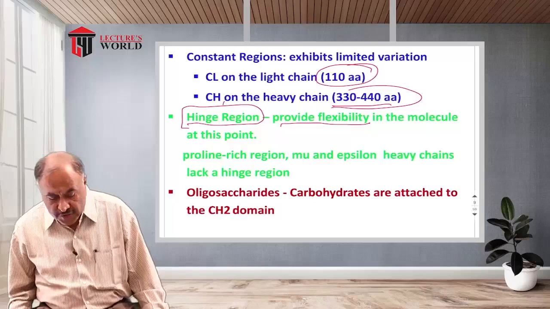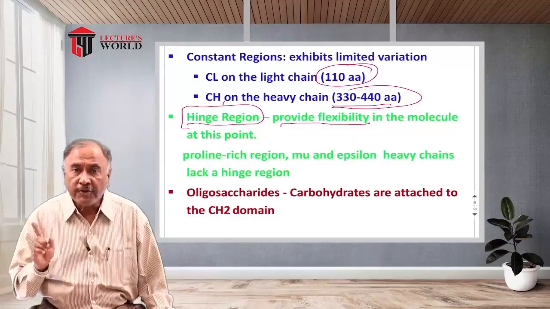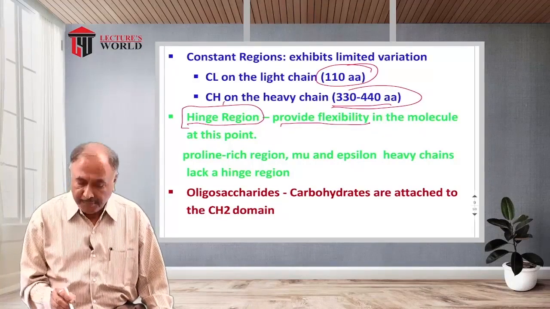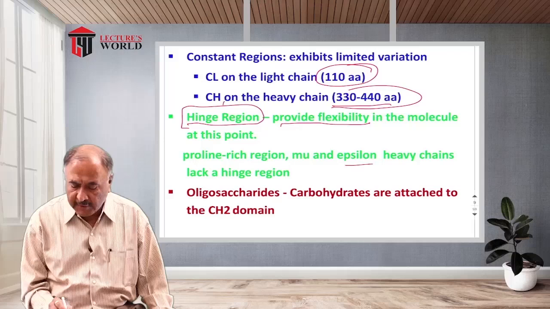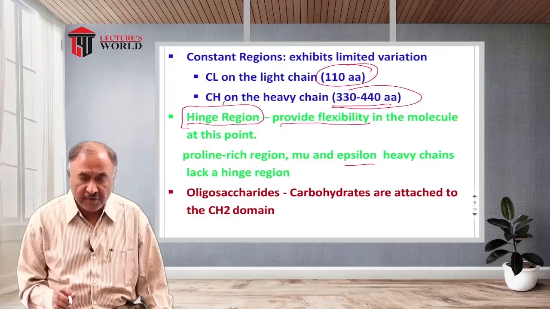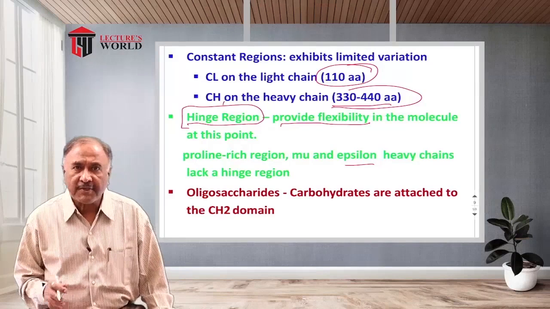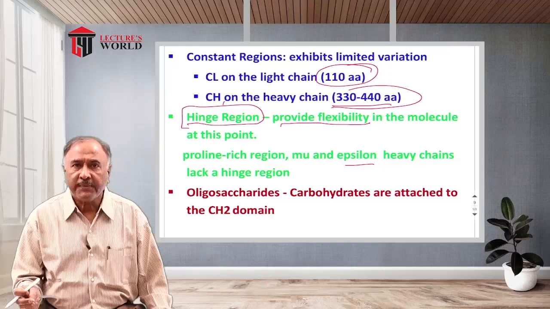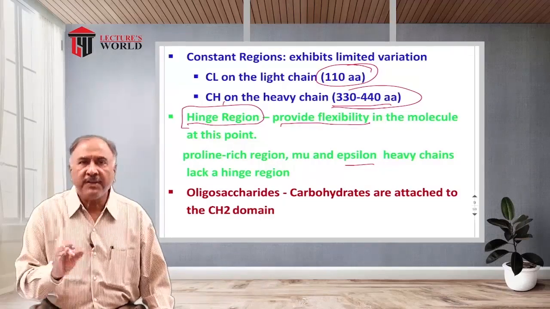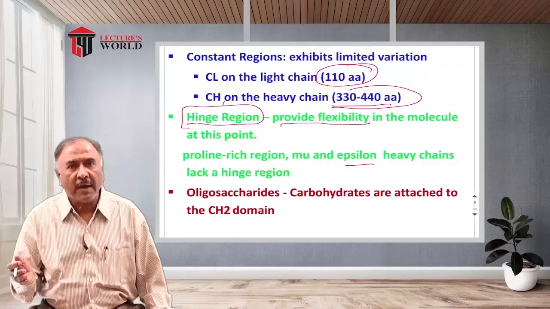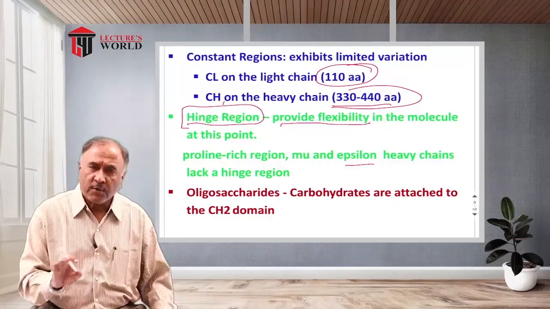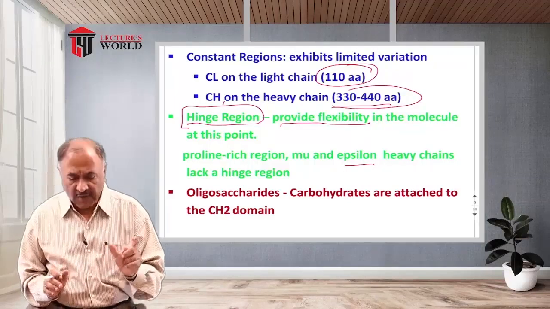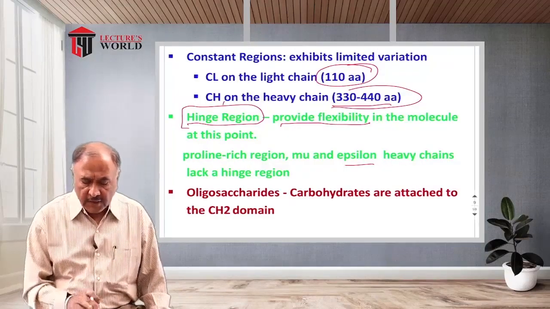Now, this hinge region is a proline rich region. Proline is a kind of an amino acid. And mu and epsilon heavy chains lack the hinge region. What are mu and epsilon heavy chains? These are the different types of heavy chains which have been labeled as mu and epsilon. Like light chains, as we will see, are also labeled as kappa and lambda. But don't go into those details for your understanding. Simply understand that there is a hinge region.